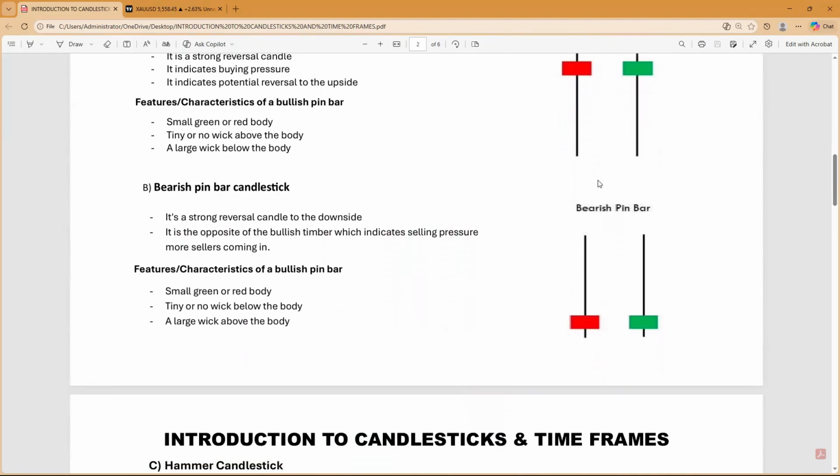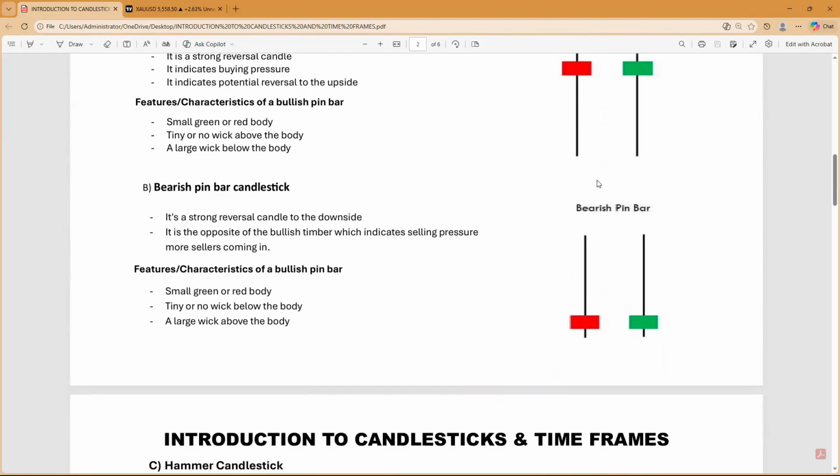Now, what is a bearish pin bar? A bearish pin bar is the opposite of the bullish pin bar. It is also a strong reversal candle, to the downside. It indicates selling pressure, as more sellers come in.